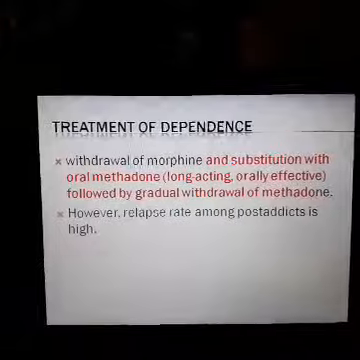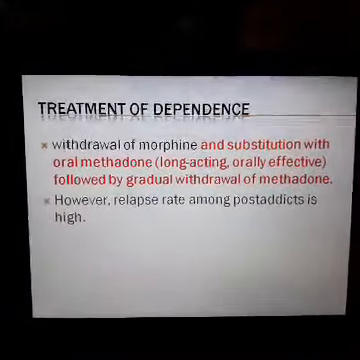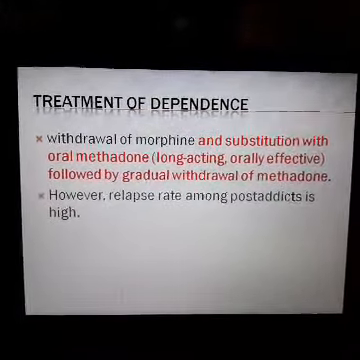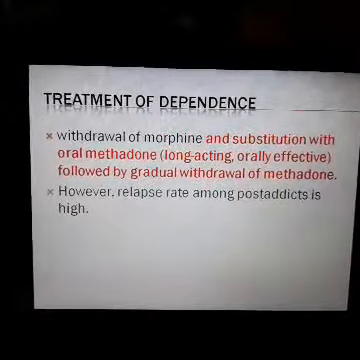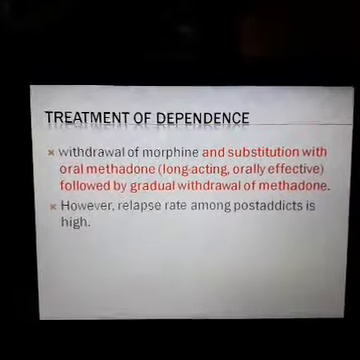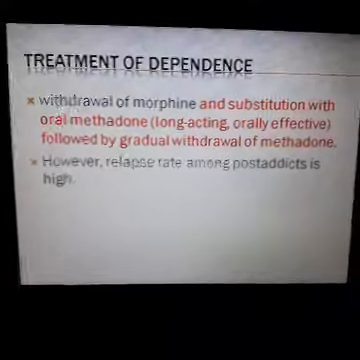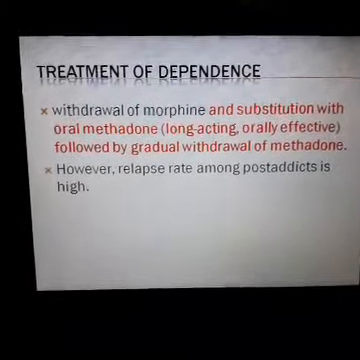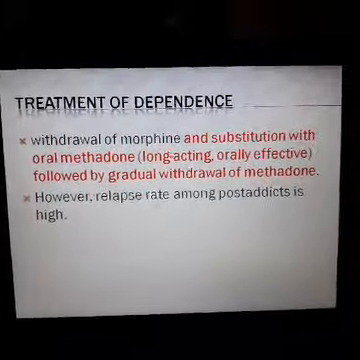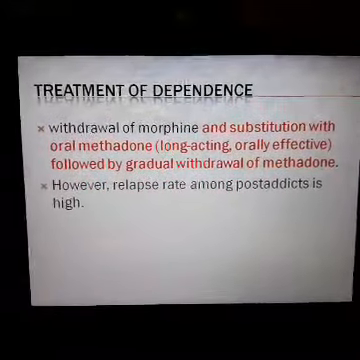So these are the cellular mechanisms of tolerance development. Now, more important to know is the treatment of dependence. So withdrawal of morphine and substitution of oral methadone followed by gradual withdrawal of the methadone is the principle. So I have mentioned that methadone is used in treatment of the opioid addiction or dependence. What is the purpose of methadone? Methadone is a long-acting drug. It is orally effective.